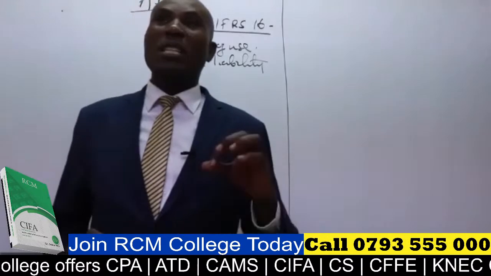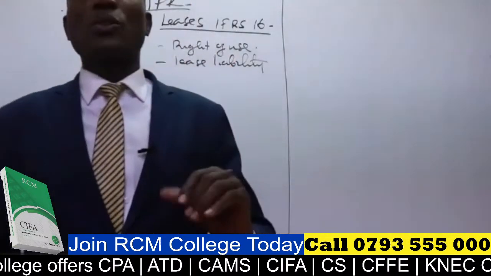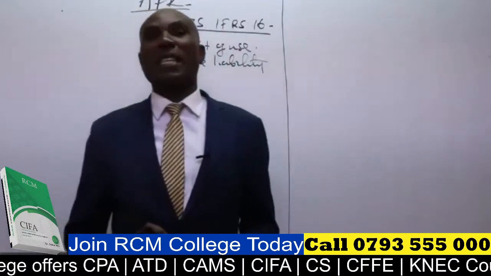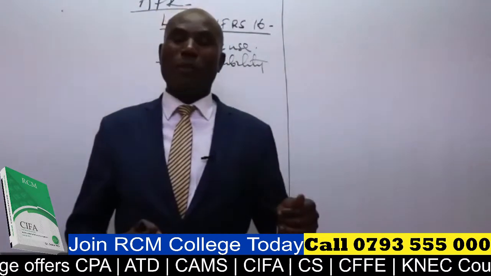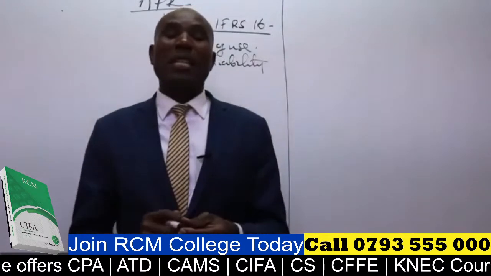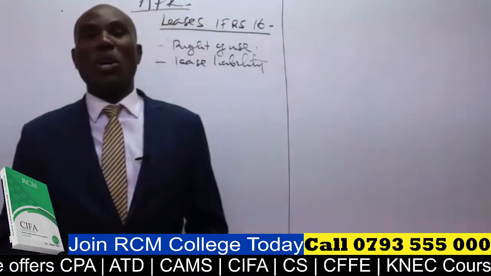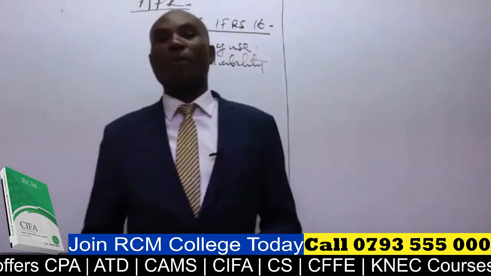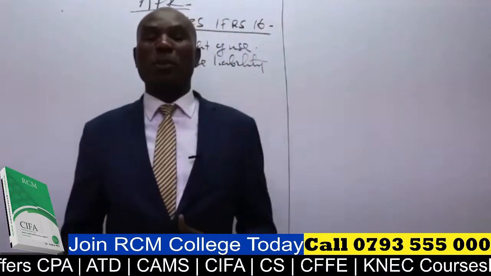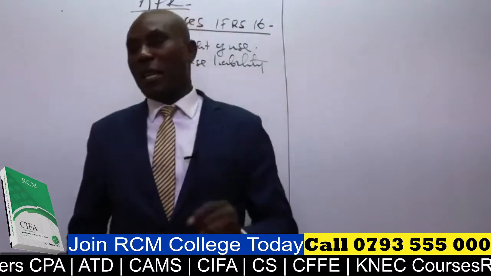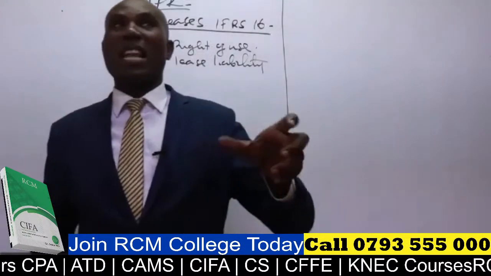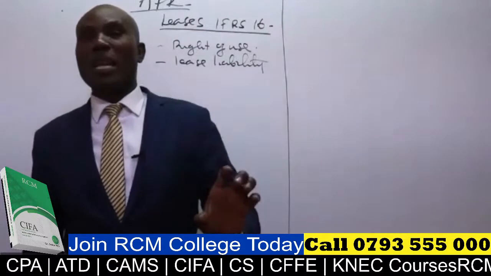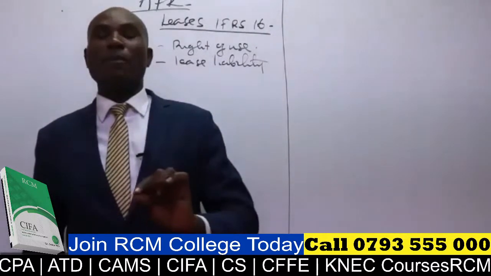And we said that on initial recognition, you are going to recognize the lease by debiting the right of use and crediting the lease liability. That is on initial recognition. But on subsequent measurement, the right of use will be depreciated on a straight line basis, and the lease liability will be amortized. Right of use, you depreciate on straight line, but the lease liability, you amortize.